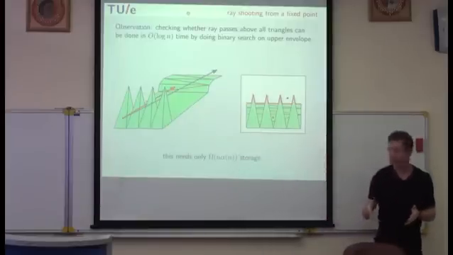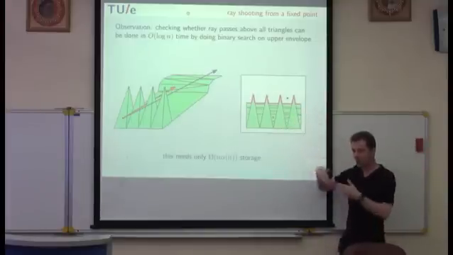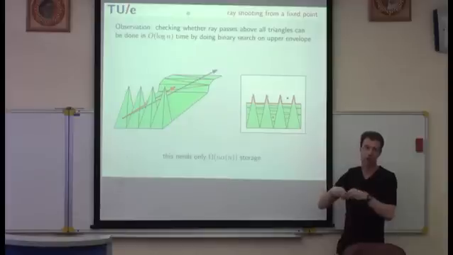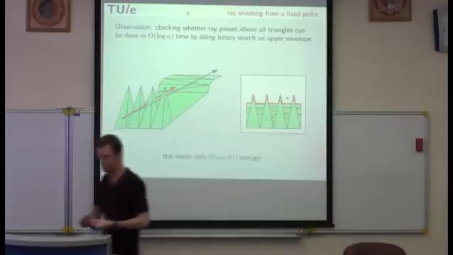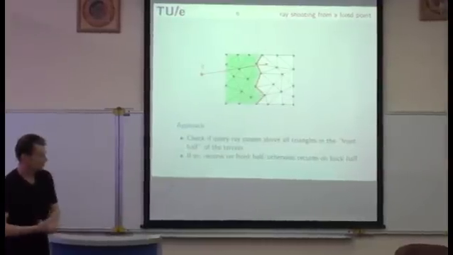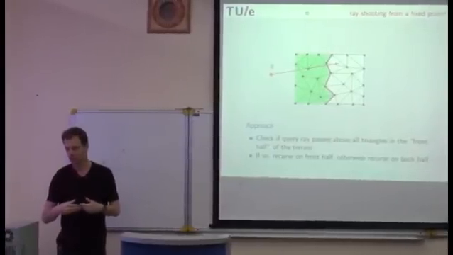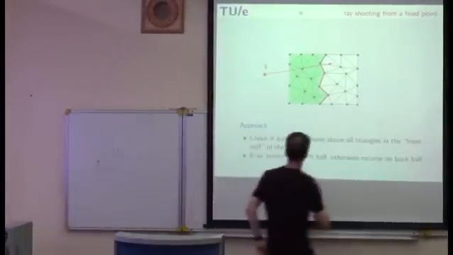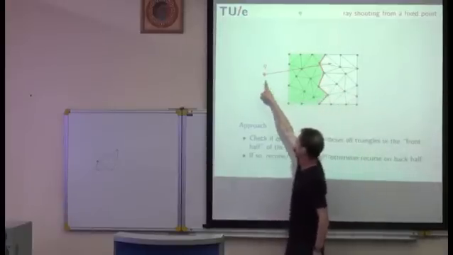So now the idea is to use this and also find out which one I hit. Maybe if you think about it, you already have some idea perhaps. The idea is more or less to do some kind of binary search, you could say. So look at this picture. This is a top view of my terrain. Here is my fixed point Q.